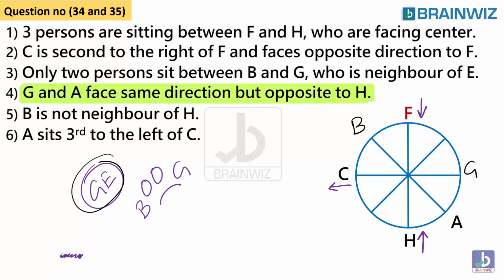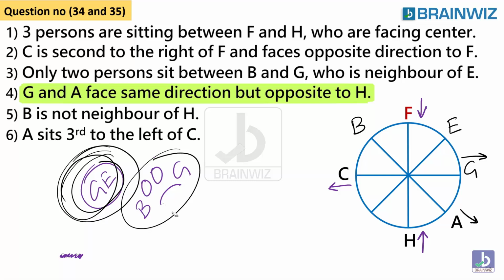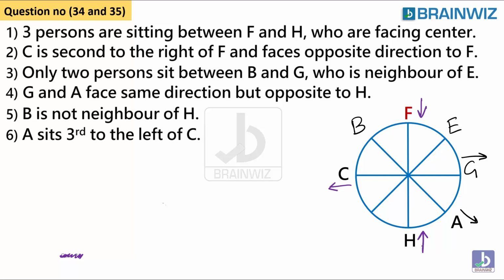Now, what did it say in the point over here? G and A are facing the same direction but opposite to Hyderabad. Hyderabad is facing inside. So they are facing outside. This is what he means to say. Following. And what did he say here? G and E are neighbors. So this is E, which is supposed to be written like this. So this is also satisfied. The only one person who is not still there is D, I guess. Yes, D.